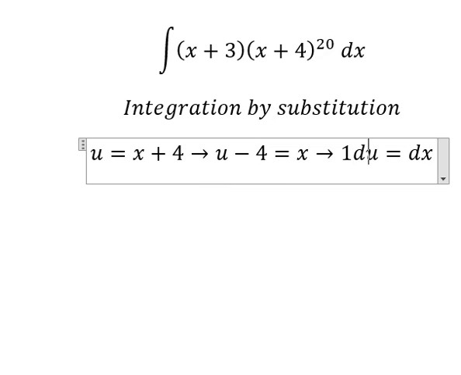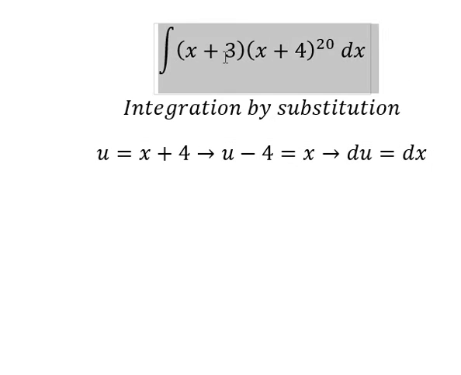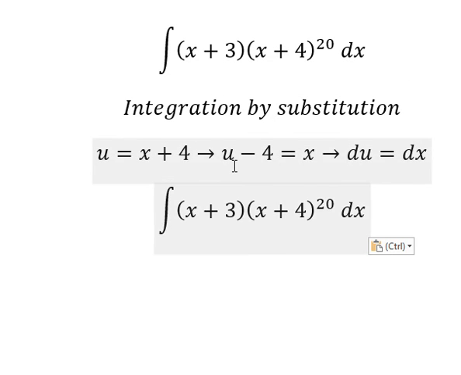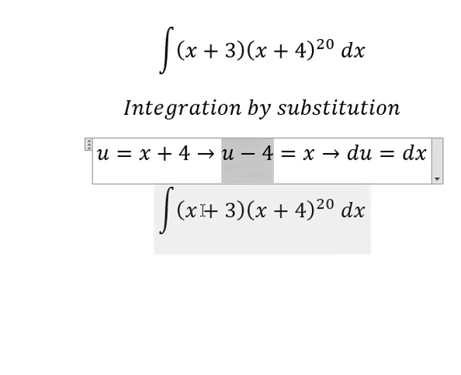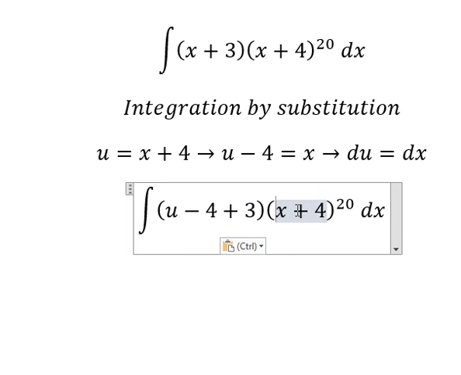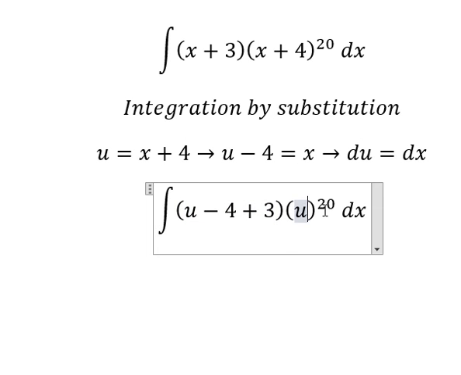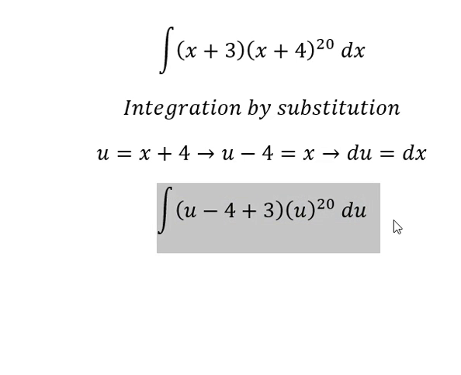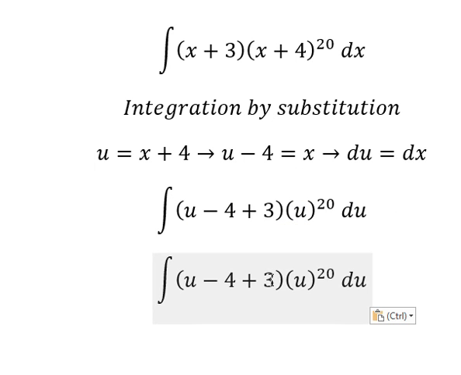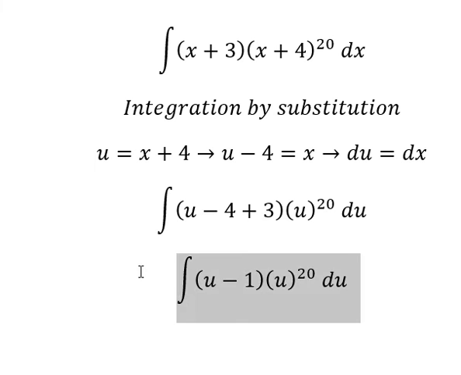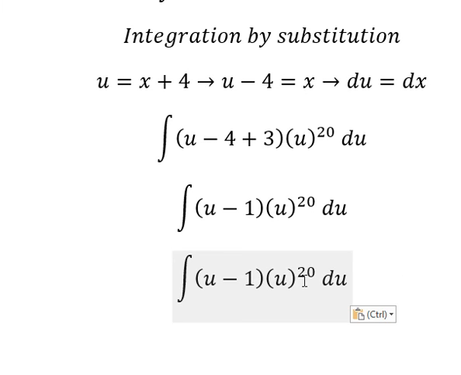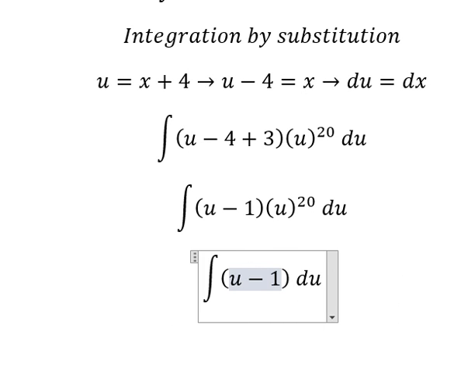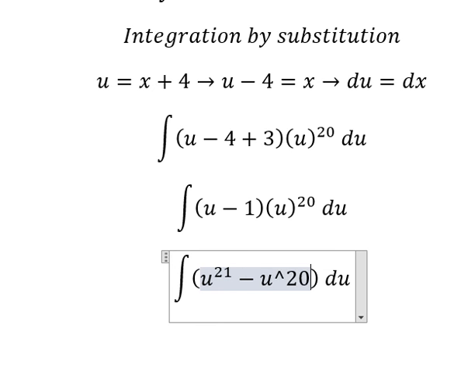And now we can simplify like this. So we put u minus 4 here. This one is about u. This one is about the u. So negative 4 plus 3, we have negative 1. So this one multiplied by u, and we have u to the power of 21. This one we have u to the power of 20.